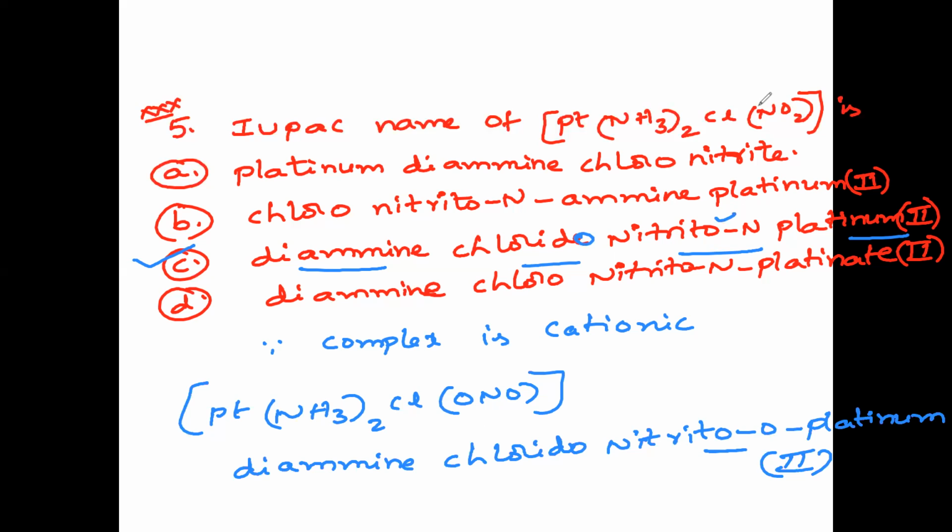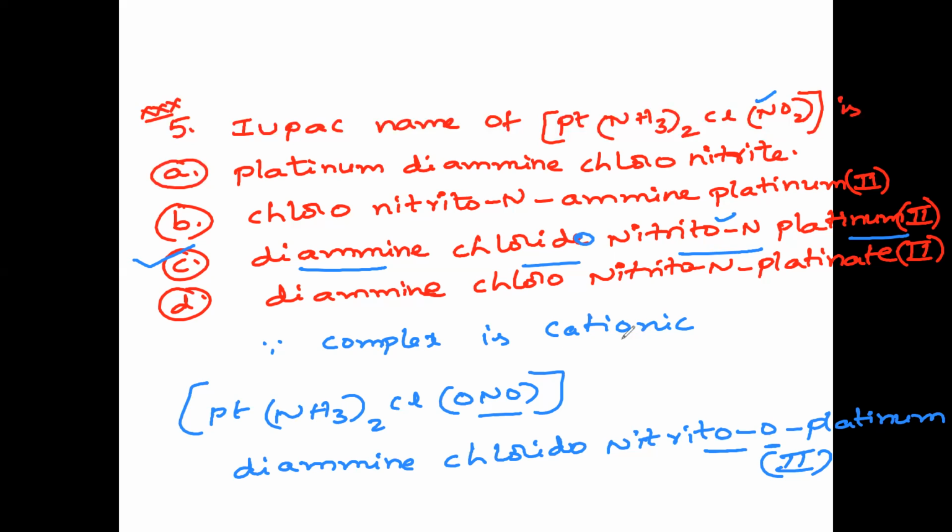So please note down this change. NO2 means nitrito N. ONO means nitrito O, because the donor atom is oxygen. This is an ambidentate ligand. Since nitrito is an ambidentate ligand, if the donor atom is nitrogen, we'll say nitrito N. If the donor atom is oxygen, we'll say nitrito O. So if they give the same compound as ONO, it means nitrito O. If they give NO2, nitrito N. Please note down this difference, it is very, very important.